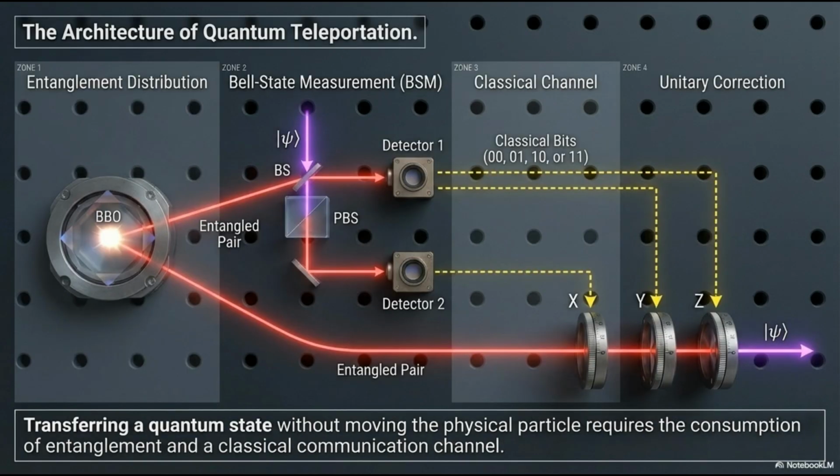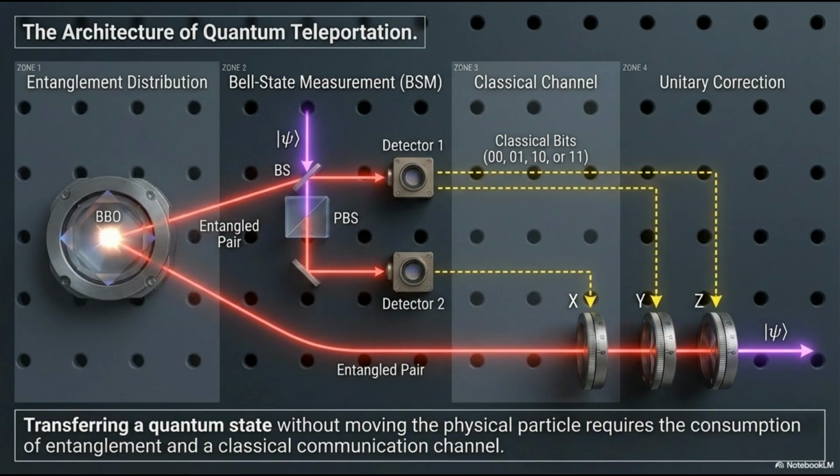Quantum teleportation is the protocol for faithfully transferring a complete quantum state from one location to another, without physically transporting the particle that originally carried that state. The architecture is divided into 4 functional zones arranged from left to right across the optical table. Zone 1 is entanglement distribution. The BBO source generates a Bell pair and sends 1 photon toward Alice's measurement station and 1 toward Bob's correction station.